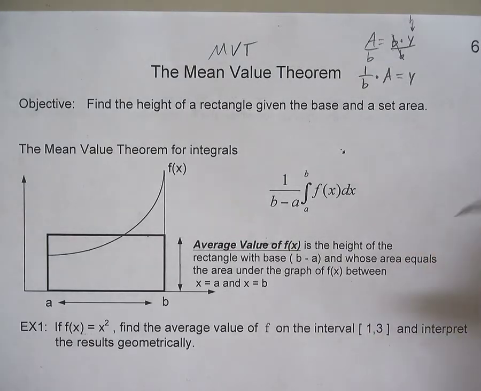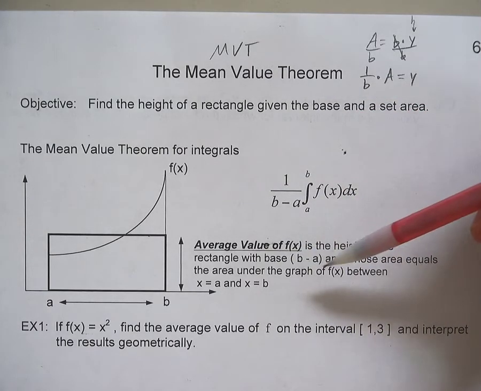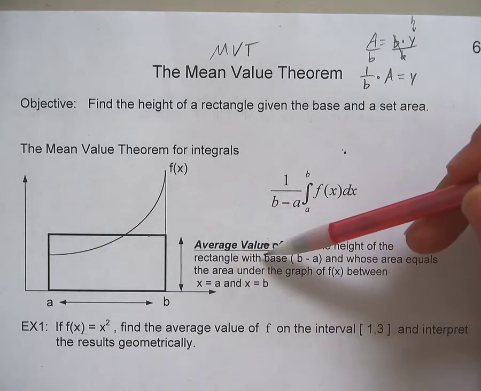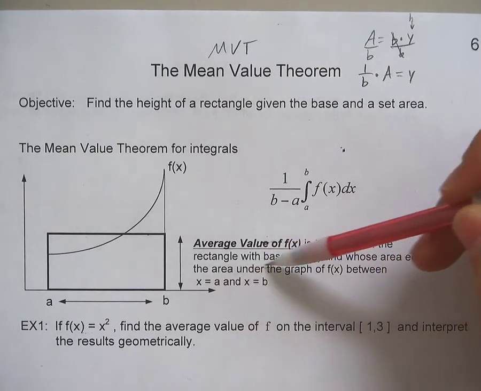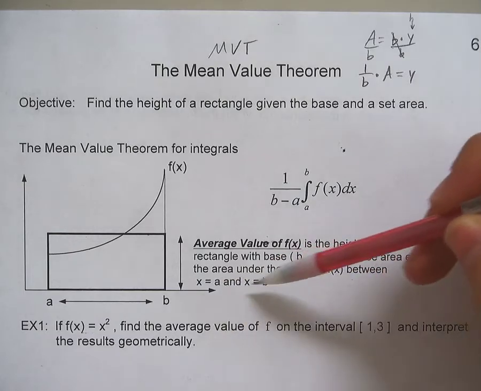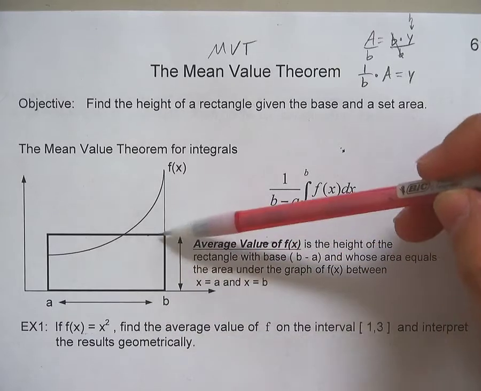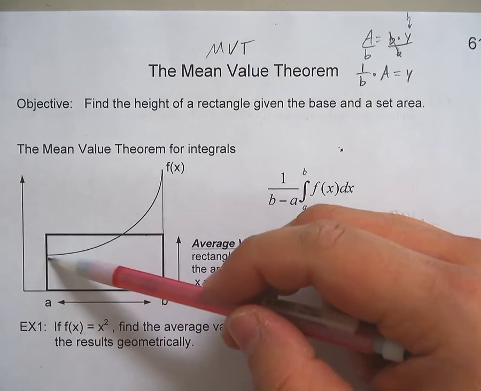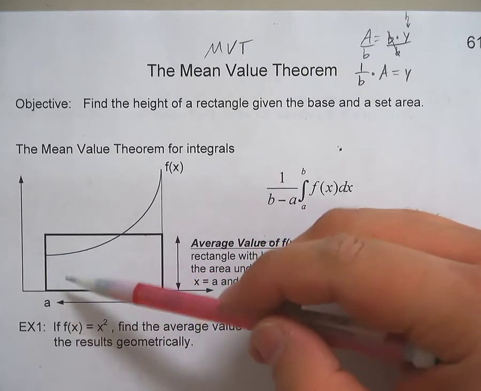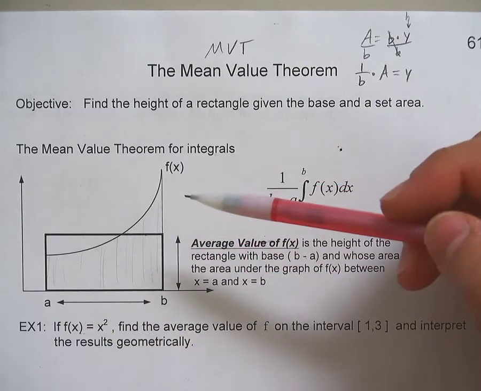Here's another way to think about it. The average value of f of x is what we're trying to find. The mean value theorem says the average value of f of x, or the average value of y, is the height of the rectangle with base b minus a, and whose area equals the area under the graph of f of x between x equals a and x equals b. So what it's saying is that the rectangle right here has the same area as everything underneath this curve, right? It's saying the area of this rectangle is the area that's underneath all of this curve, right?